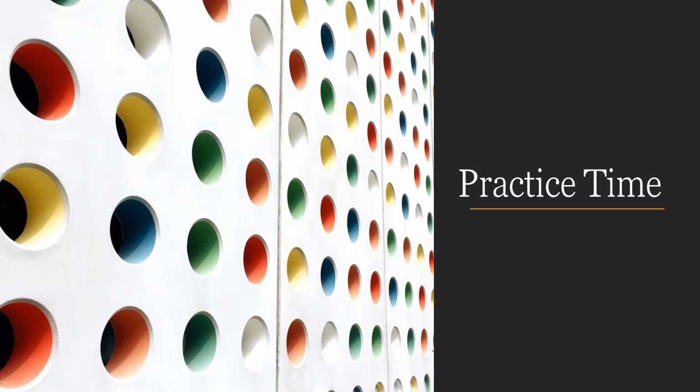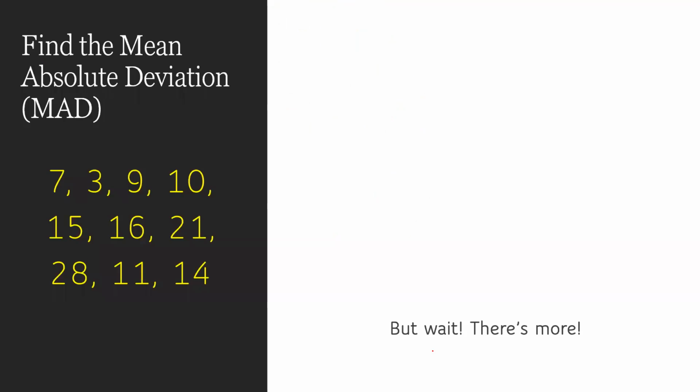All right, so this is practice time where you have the chance to try to solve for the MAD on your own. So what I suggest is that when we have the equation up, pause the video and try to solve the equation, and then we will go over the answers. So the mean absolute deviation data set that you have is 7, 3, 9, 10, 15, 16, 21, 28, 11, and 14. So this is the time that you should pause this video to try to find the mean absolute deviation on your own.